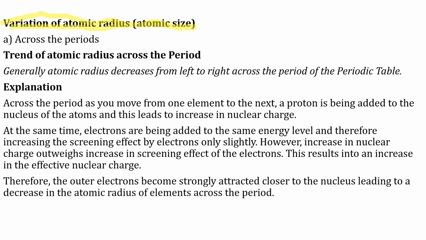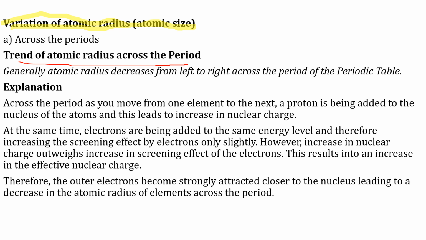So if you look at the trend of atomic radius across the period, I shall say that generally atomic radius decreases from left to right across the period of the periodic table, and that's to say from one element to another. Like I've told you, an example of a period you can look at could be period 3. So we expect atomic radius to be decreasing from sodium to argon.